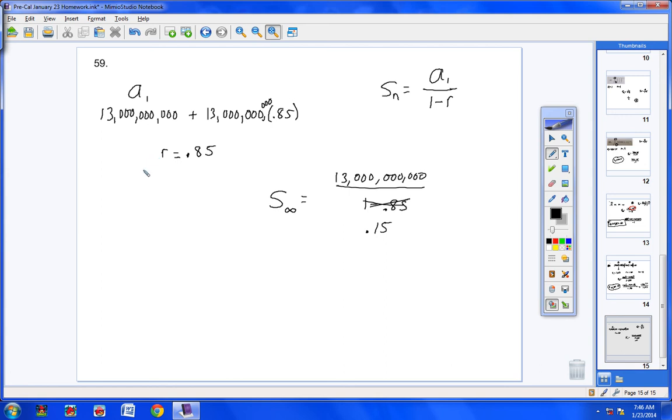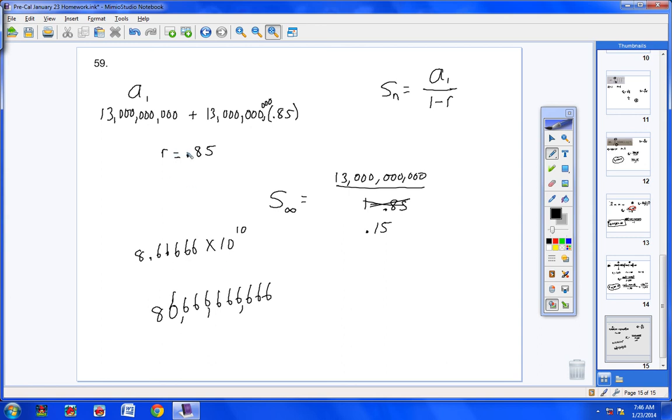Now mine comes out in scientific notation. It says 8 point, and it has a bunch of sixes, times 10 to the 10th power. What that means is move the decimal 10 places. So 1, 2, 3, 4, 5, 6, 7, 8, 9, 10. So it looks like it would be about 86,666,666,666.